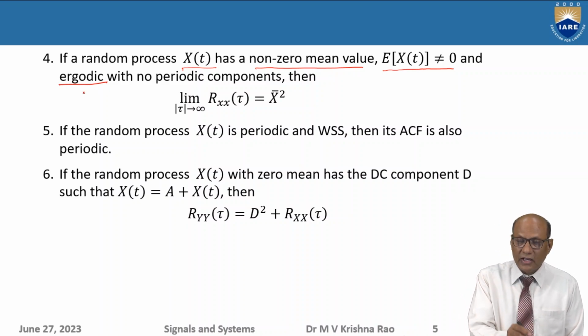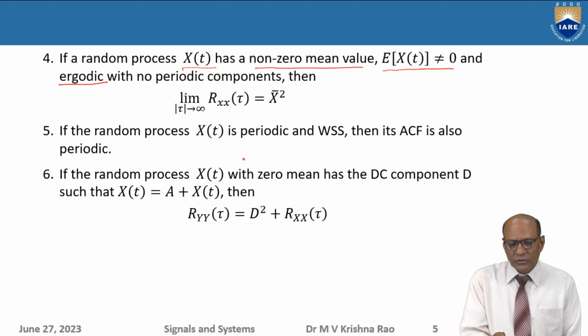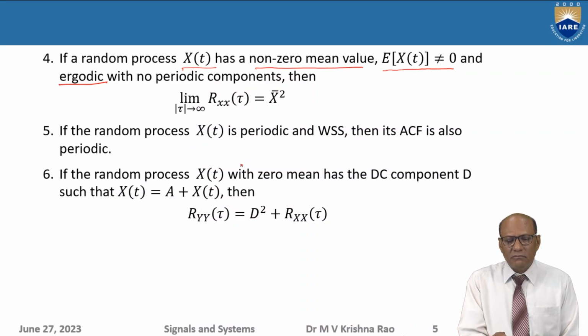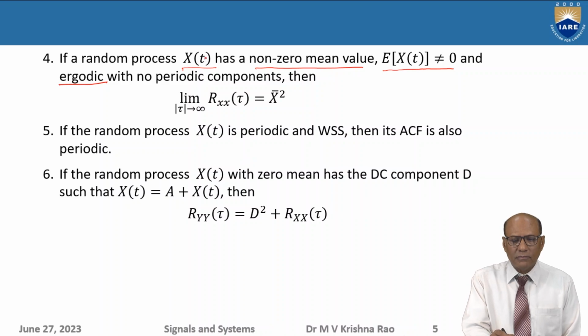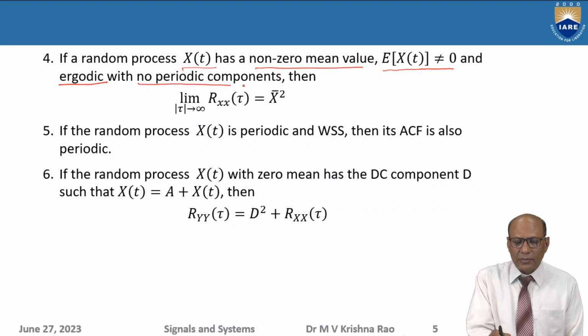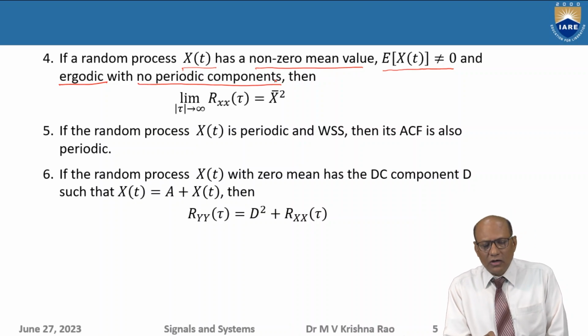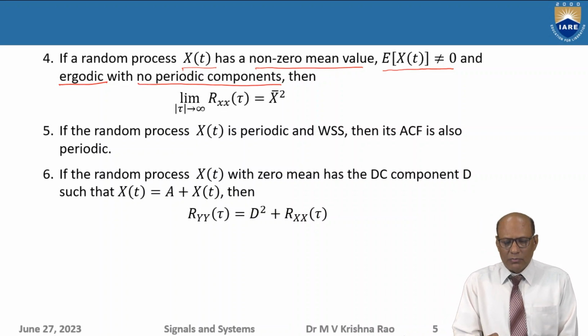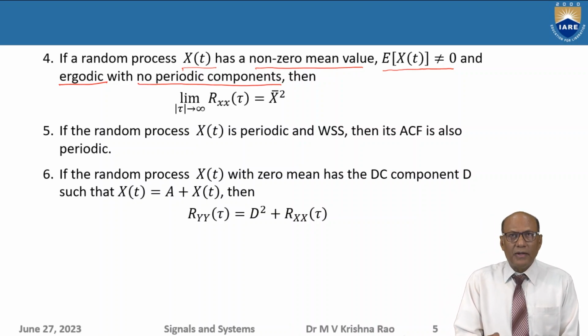Okay, that I have already discussed with you. So we are assuming that x of t is a random process with non-zero mean and it is ergodic and has no periodic components. That means it is totally a stochastic component. There is nothing but random component. Okay, there is no periodic signal.